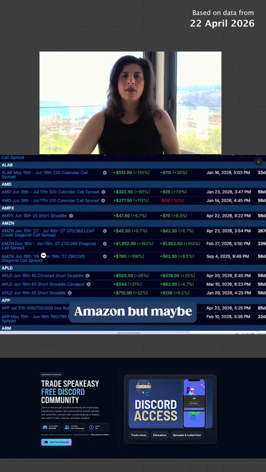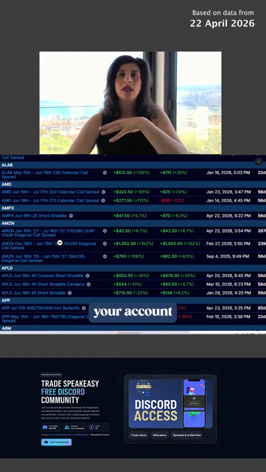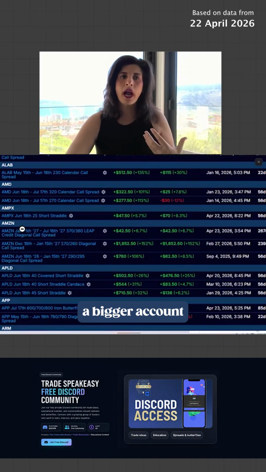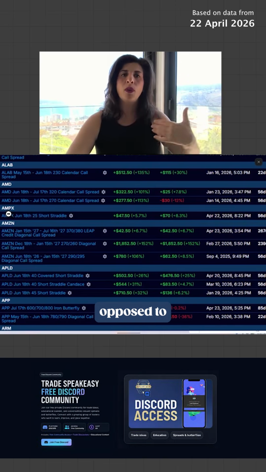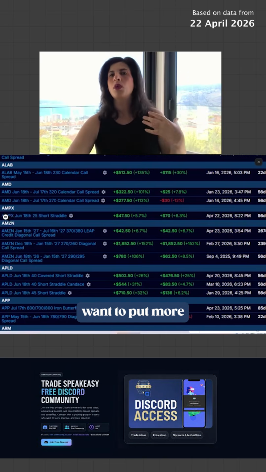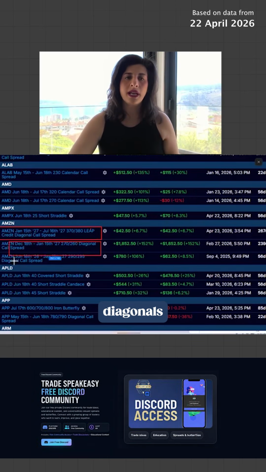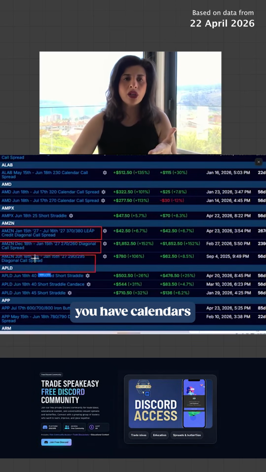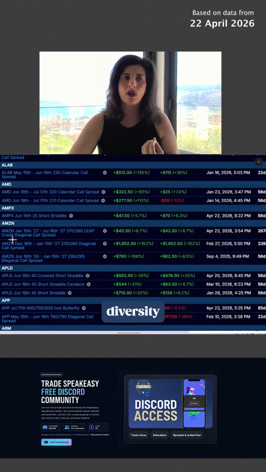We want you to be in Amazon, but maybe you can't afford a leap, or maybe your account needs more risk. So if you're in a bigger account, you might want to trade that costs a couple hundred or $1,000, as opposed to another person who doesn't want to put more than 3 or 4% of risk in their account. But all the trade options are there. As you can see, you have diagonals, you have calendars, and you also have leap diagonals. So there's a serious diversity of trades.